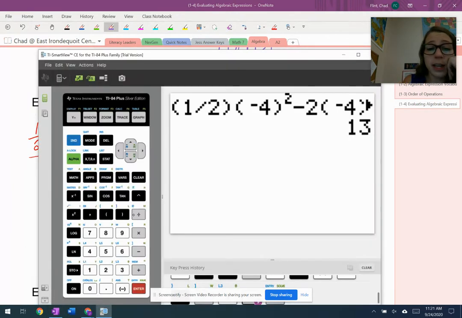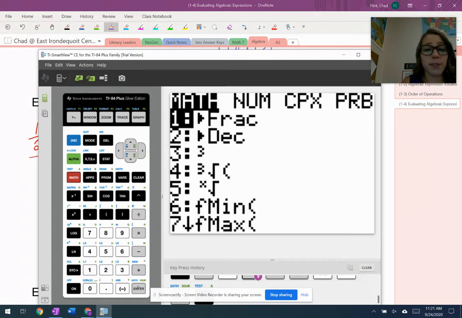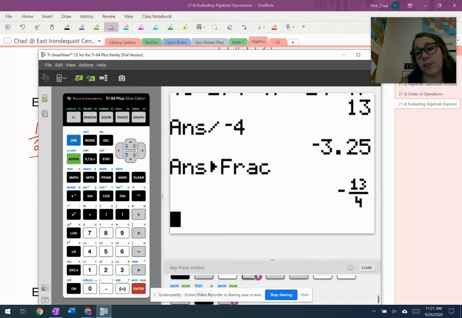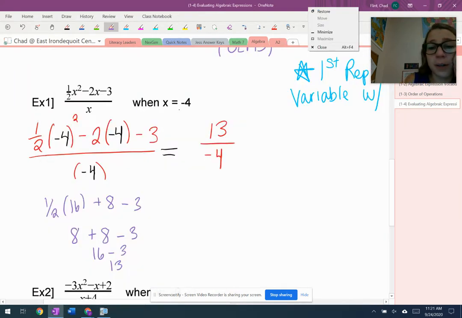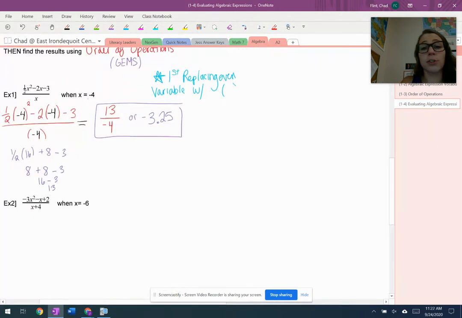So maybe you took one last step and did 13 divided by -4. Enter, you're getting -3.25 as an answer, and we can math frac that because we like fractions, -13/4, or -3 1/4, or -3.25. Either one of those answers would be acceptable. Notice how I didn't try to put the whole entire giant fraction into the calculator. When you're using the calculator, you want to break it up into smaller chunks.